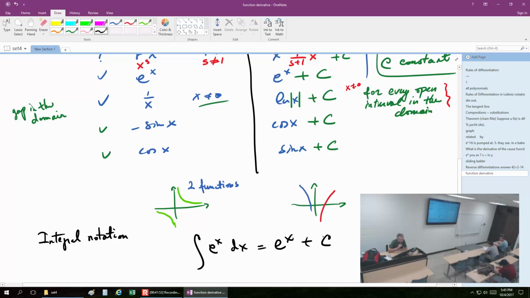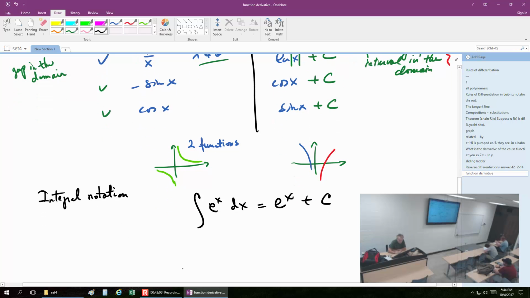Not a lot early on, and then a lot at the end of the semester, and pretty much differentiation and integration are equally important. One cannot live without the other. So the meaning of this is, let's see, let's identify what this is. dx simply indicates the same dx as in the Leibniz notation. x is the independent variable.